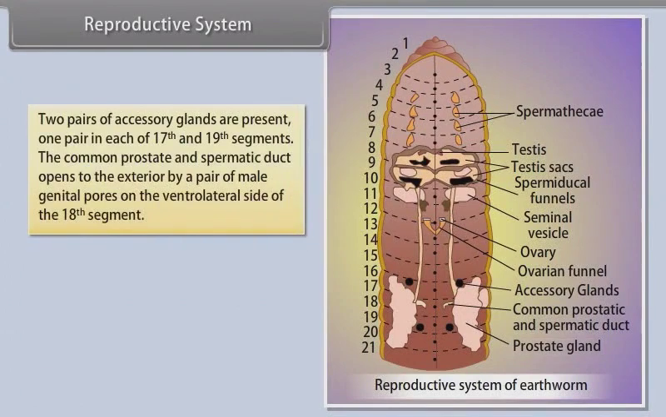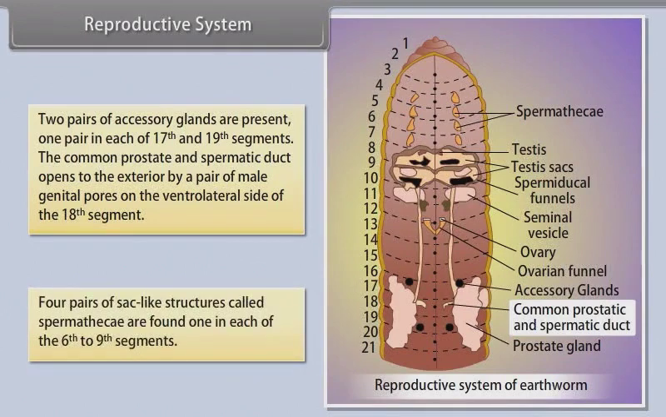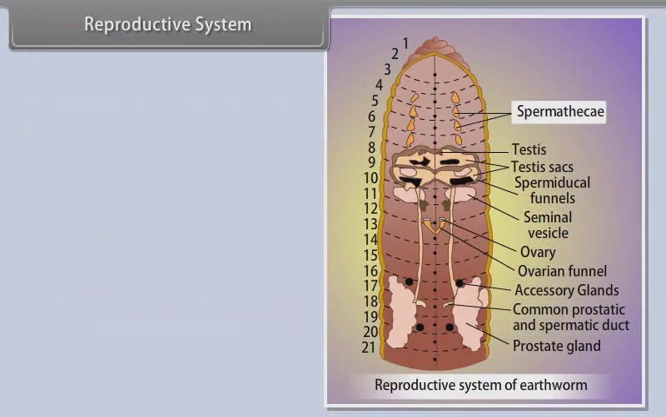2 pairs of accessory glands are present, one pair in each of the 17th and 19th segments. The common prostate and spermatic duct opens to the exterior by a pair of male genital pores on the ventrolateral side of the 18th segment. 4 pairs of sac-like structures called spermathecae are found, one in each of the 6th to 9th segments.